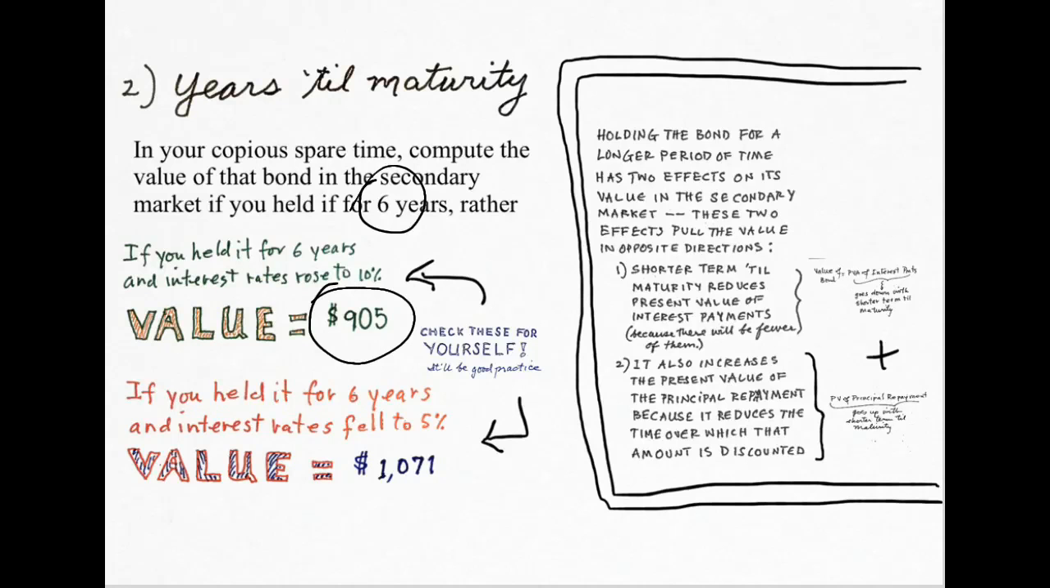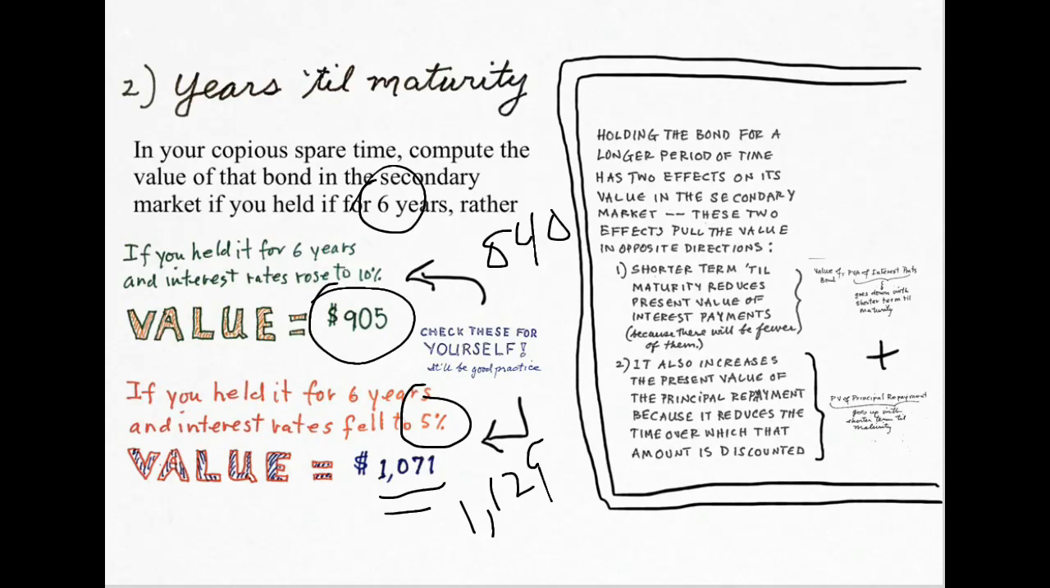the value of the bond fell only to $905 when the term to maturity was 4 years, rather than the $840 when the term to maturity was 8 years. But when interest rates fell to 5%, the value of the bond rose only to $1,071 rather than the $1,129, as in the case where the years till maturity was 8.